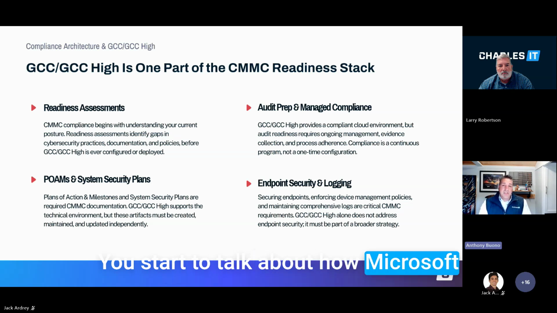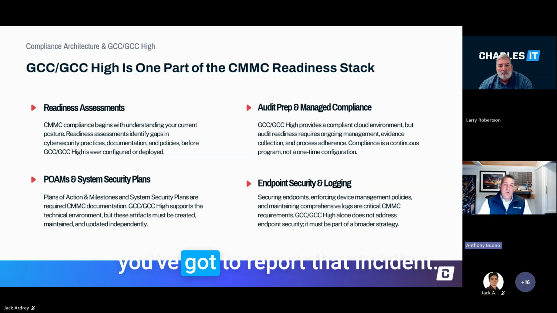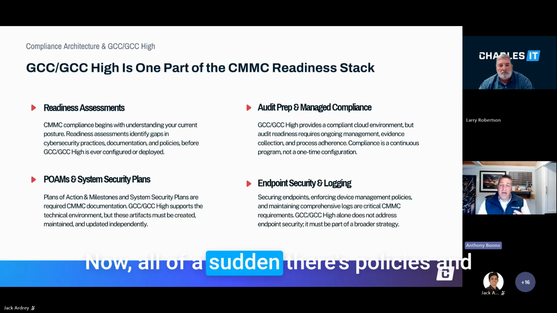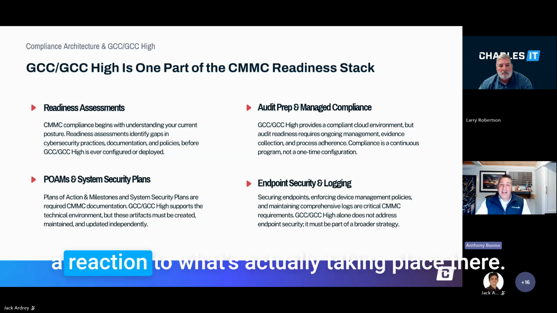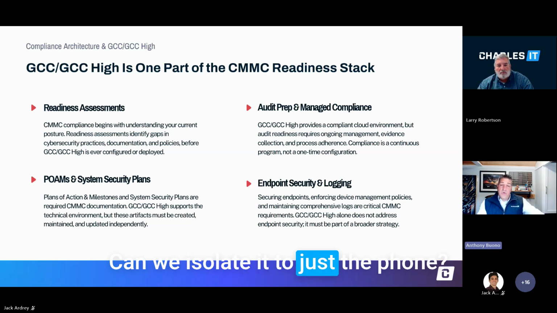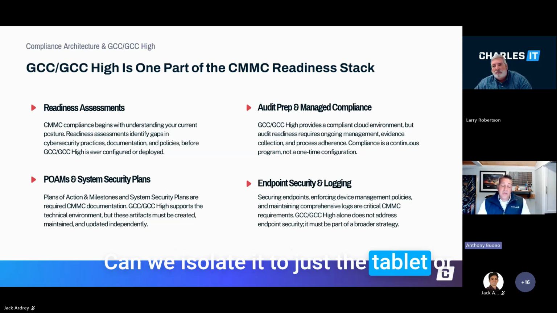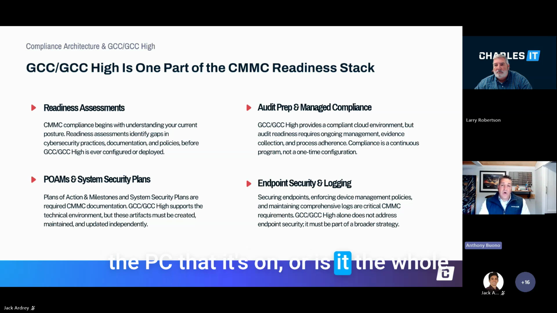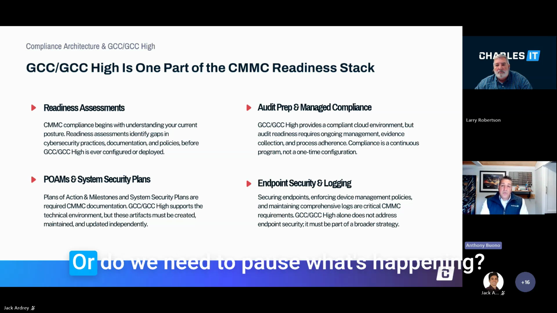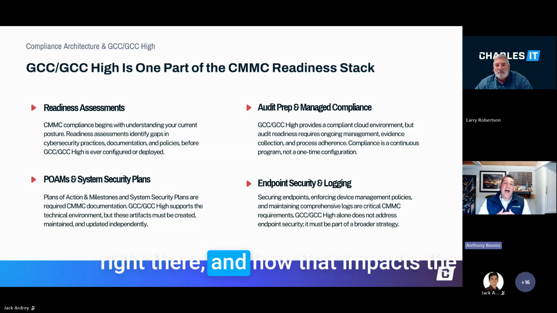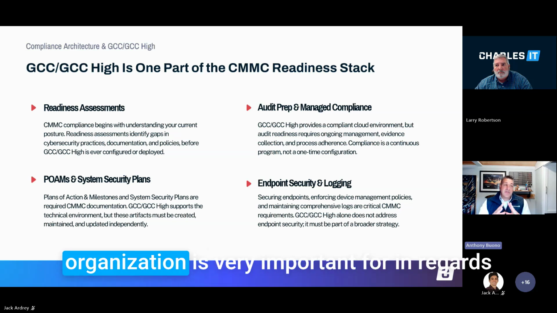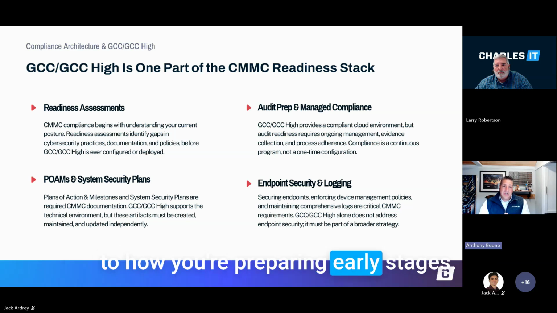You start to talk about how Microsoft does what they do. That's fair, but you've got to report that incident. Now, all of a sudden, there's policies and procedures around what happens as an action and a reaction to what's actually taking place there. Can we isolate it to just the phone? Can we isolate it to just the tablet or the PC that it's on? Or is it the whole tenant that needs to come down? Or do we need to pause what's happening? There's a policy change that happens right there, and how that impacts the organization is very important in regards to how you're preparing in the early stages.